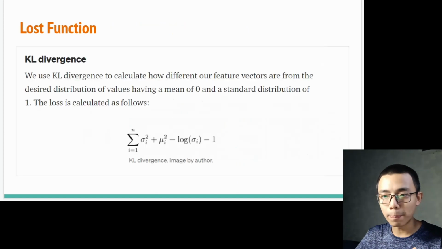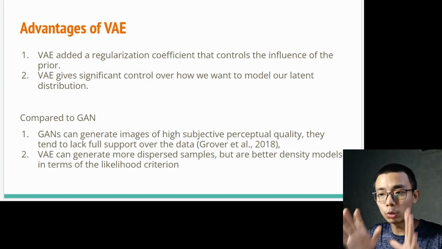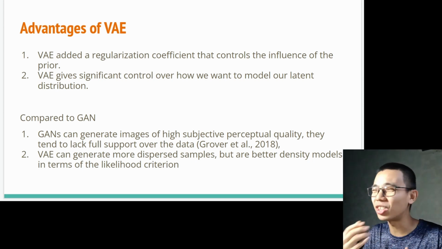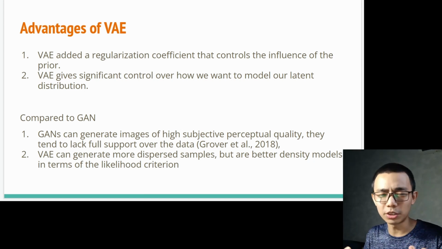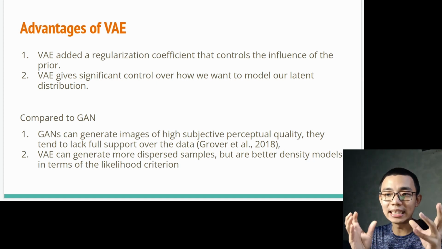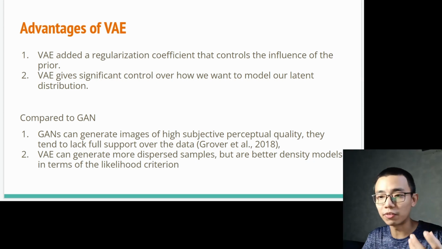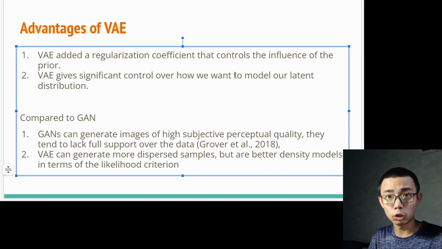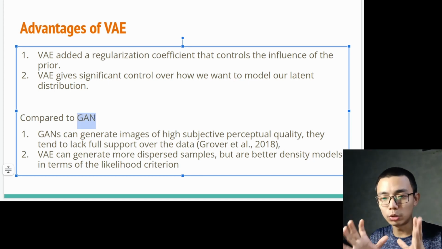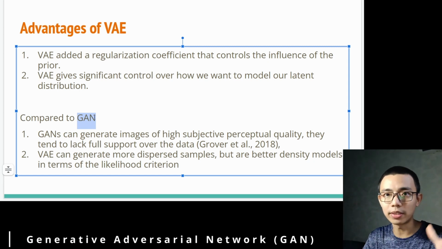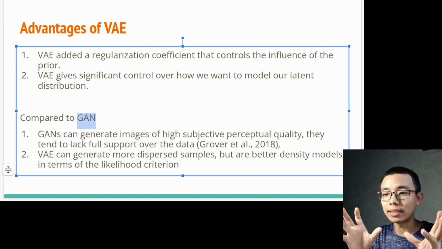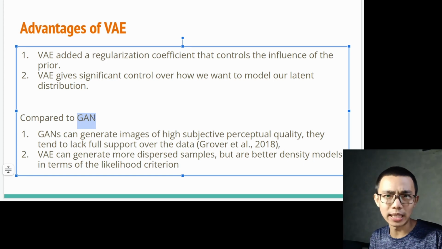We have previously talked about the advantages and disadvantages, which I don't like to talk about because it's not fair to compare VAE to autoencoder, because an autoencoder is simply a dimensional reduction tool, or a data compression tool, while VAE serves more as a generation tool, for you to generate different things. So compared to autoencoder, it adds a regularization coefficient that controls the influence. It gives control of how we want to model the latent distribution. Not super relevant. But compared to GAN, a generative adversarial network, GAN is very useful to generate things that interpolate the data, while VAE is better at generating extrapolation of data.